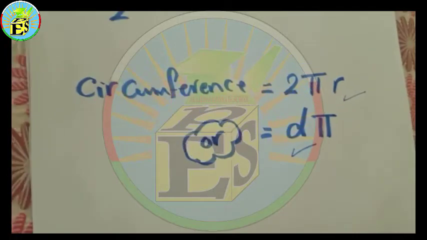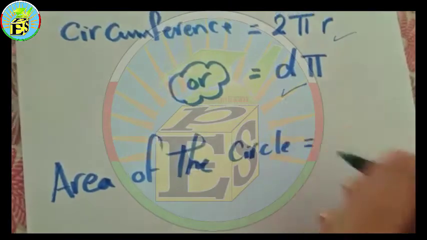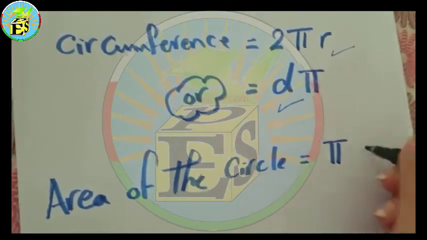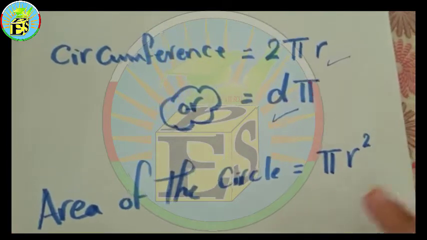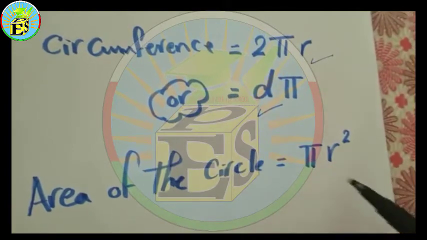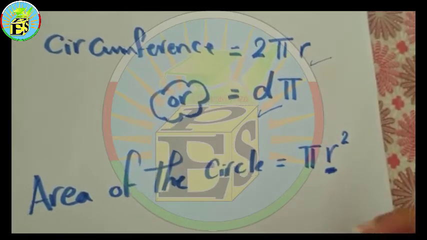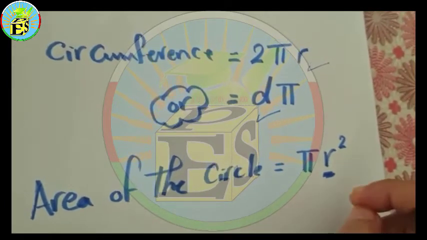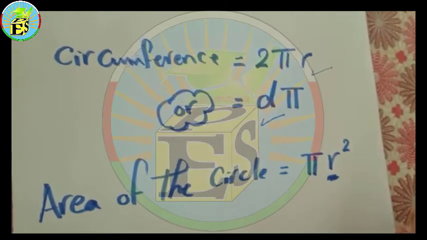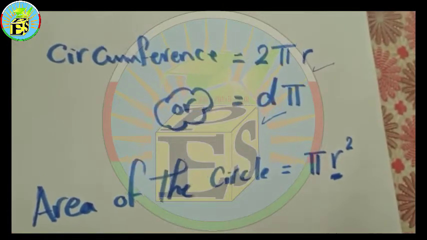What about the area of the circle? Area of the circle equals πr squared. So if I want to get the area or the circumference, I have to get the radius. The most important thing in the circle is the radius. If I have the radius, I can get circumference, I can get area, I can solve any problem.